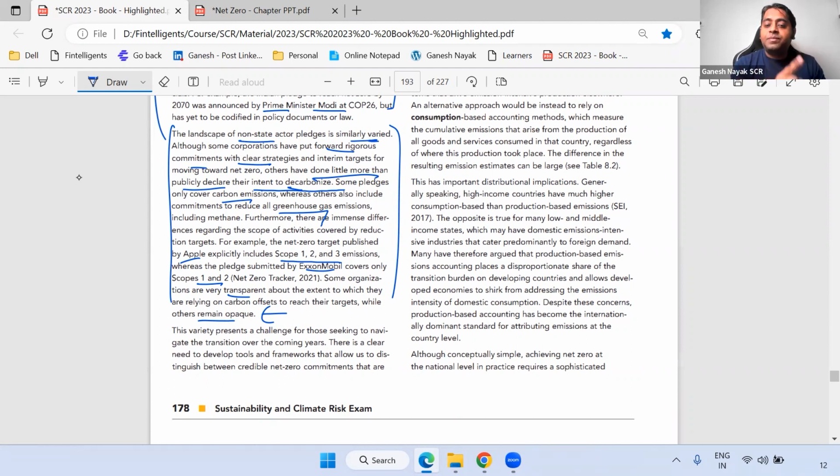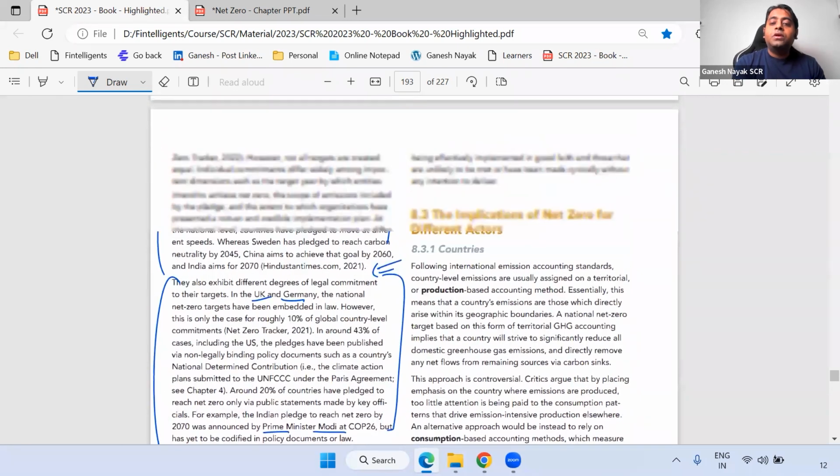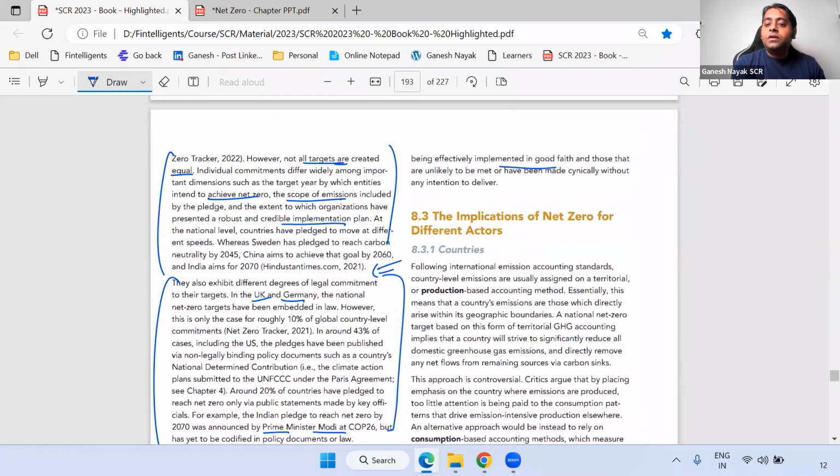Now the challenge, the last part, is to develop clear tools and a framework which is going to be implemented in good faith. And we have to know who is actually implementing this strategy in good faith and taking steps, or who has been cynically only making public announcements. So that is the highlight over here.